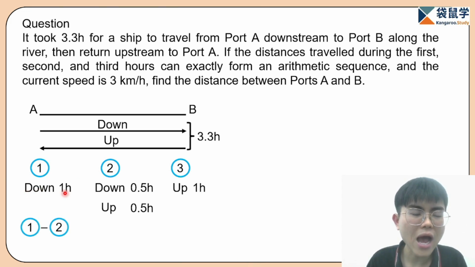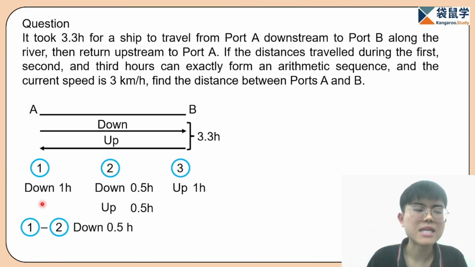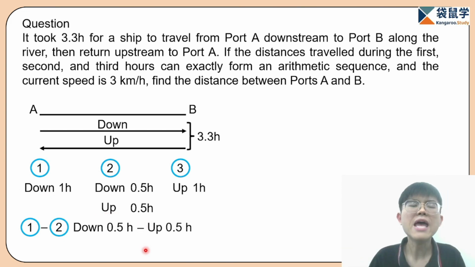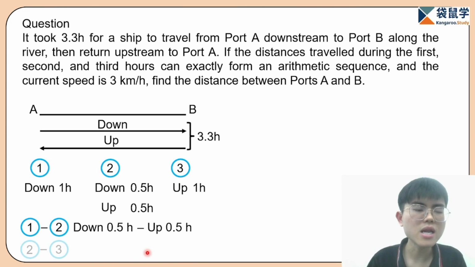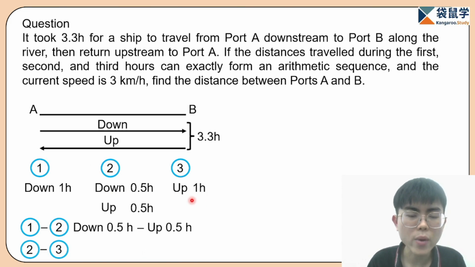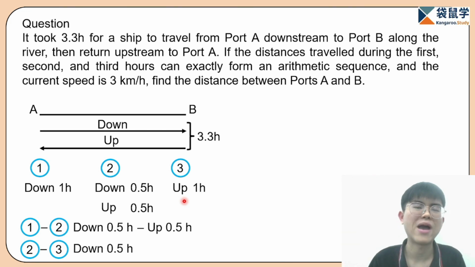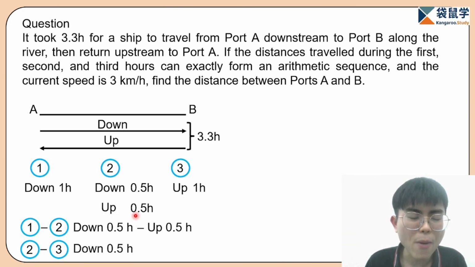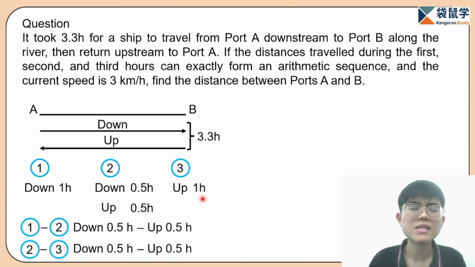You see that going down 1 hour minus going down 0.5 hour, we have down by 0.5 hour. And then there is nothing going out here, then we minus going up 0.5 hour. Then the second hour minus the third hour. You see that going down by 0.5 hour minus nothing going down here. So we have down 0.5 hour. Then going out 0.5 hour minus going out 1 hour. Then you will have minus up 0.5 hour. So everyone can see that in this case, they have the same difference.